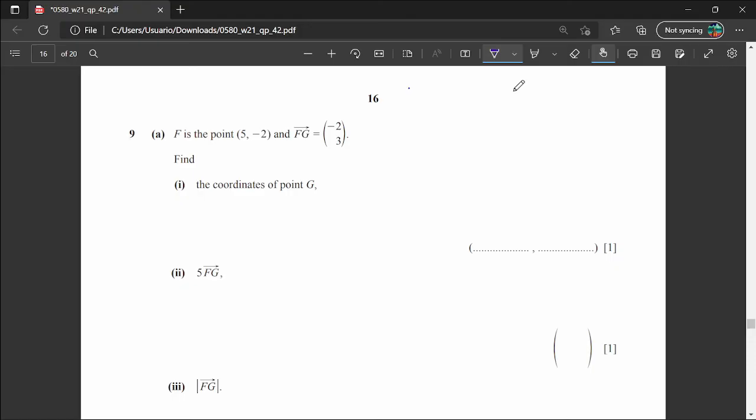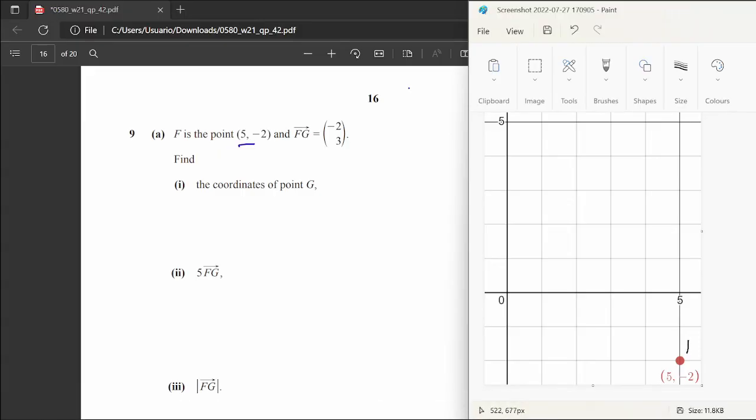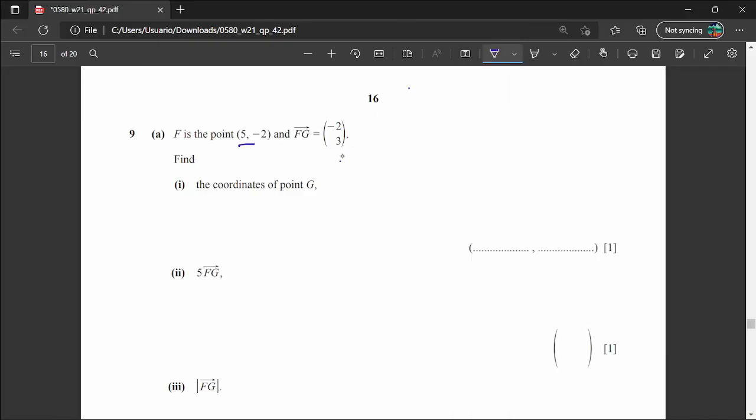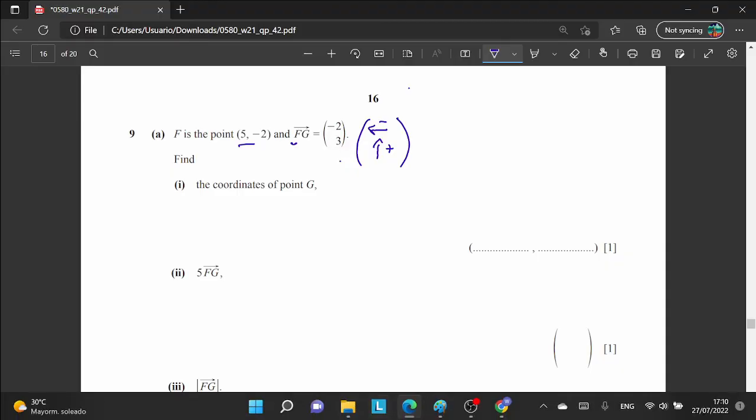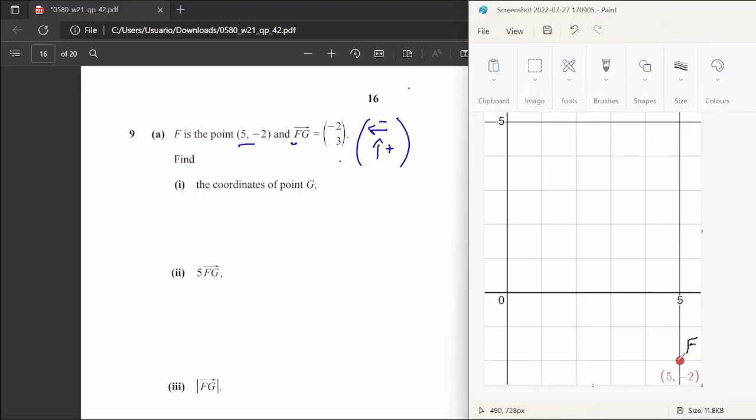Question 9a. This is all about vectors. They can tell us about a point and then a column vector. Let's see what that looks like. So having a point, there it is. This will be point F, 5, minus 2. Then we have a column vector starting at F as well, going to G. And remember column vectors correctly. The top number tells us left or right, and if it's negative, we go to the left. The bottom number tells us up or down. Positive, of course, going up. So we go 2 spaces to the left and 3 spaces up. So let's do that. Let's just get a pretty color. So the column vector is 2 to the left and 3 up.